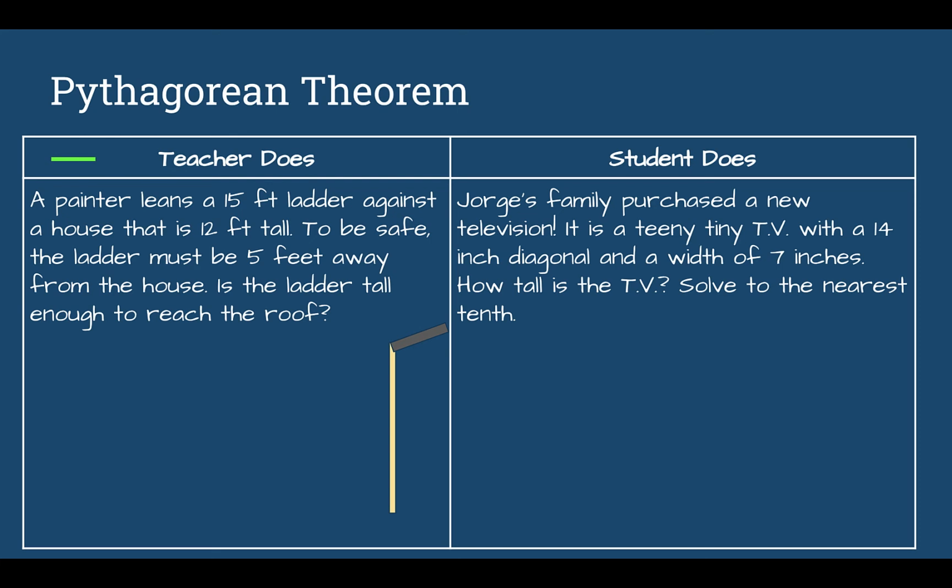So for word problems, I generally like to draw a picture. So here's the edge of the house. It's 12 feet tall. And we know there's a ladder that's 15 feet leaning against it.